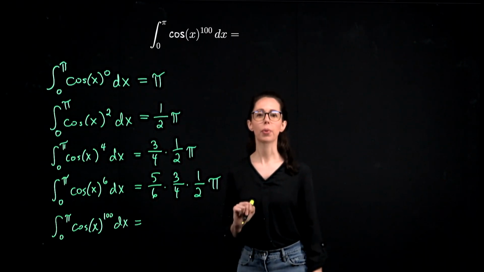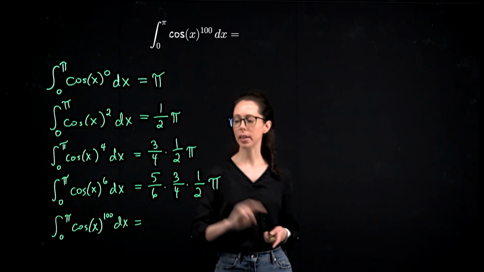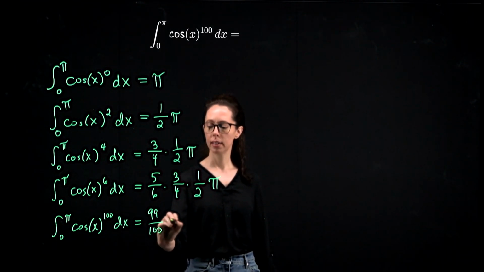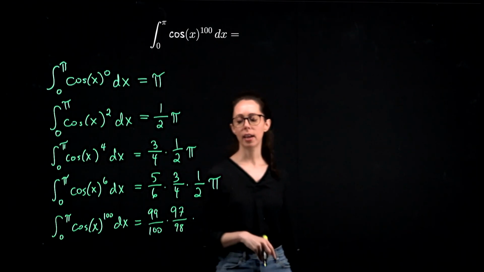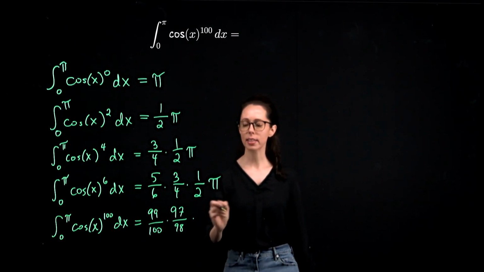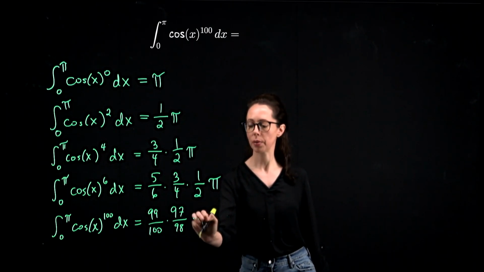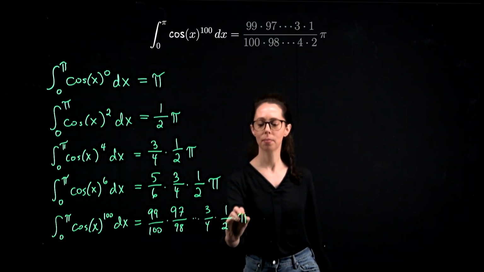If you need help coming up with the first term, notice here that the 6 is in the denominator, the 4 is in the denominator. So it would be 99 over 100 times 97 over 98 times 95 over 96. And you would take the product of all such fractions until you got down to these. Let me write times 3/4 times 1/2 times pi.